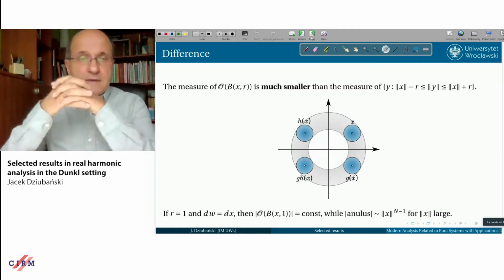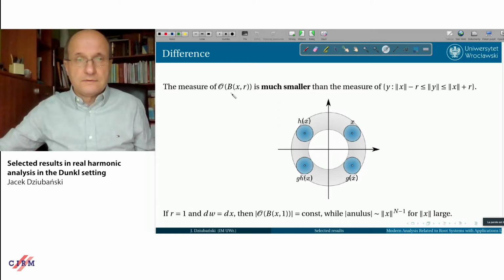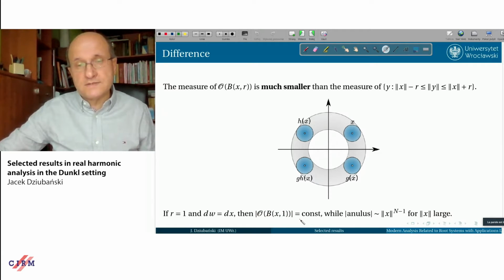So let me say consequences of this. About consequences. First of all, the set, which is blue, is essentially smaller than the volume of the annulus. For example, if r is 1 and the measure is just the Lebesgue measure, then the volume of the orbit of the translated ball is constant, while the volume of the annulus can be pretty large when x is large.